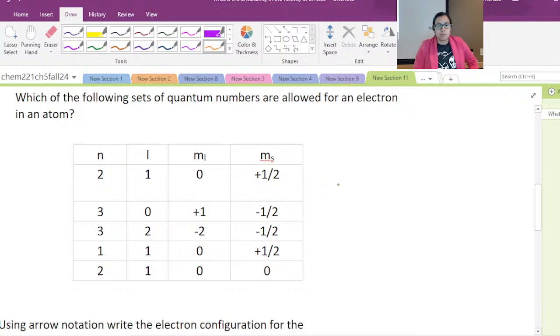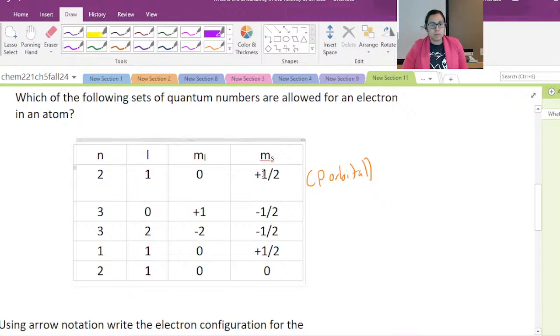N is 2, that's in the second. L is 1, so what orbital is that? That's the p orbital. Excellent, p orbital. And then what would be a potential element? 3 electrons in the p orbital or 6 electrons in the p orbital. Well, we don't know from this information. All we know is that it's a p orbital on the second energy level. So it really could be anything.